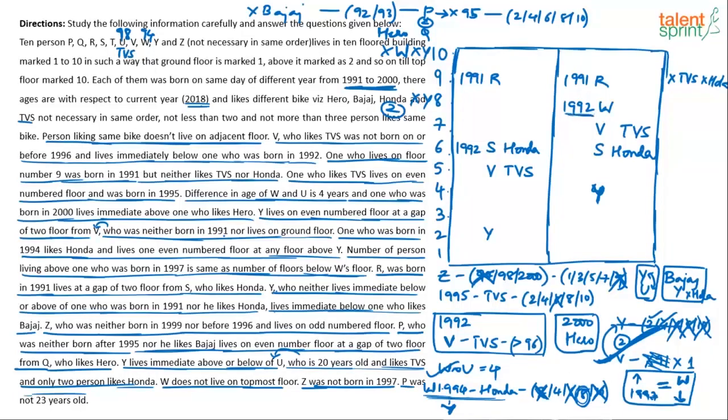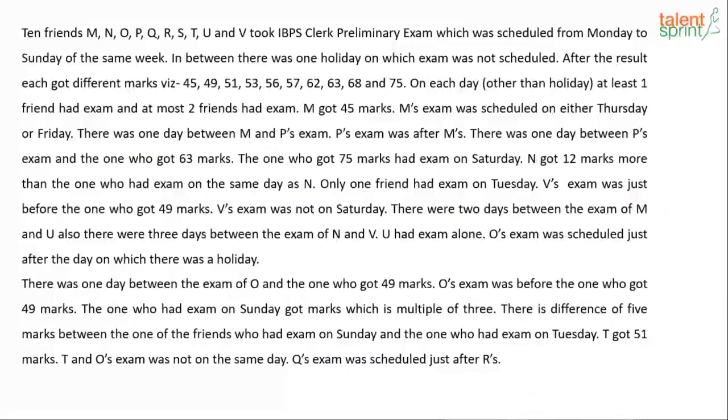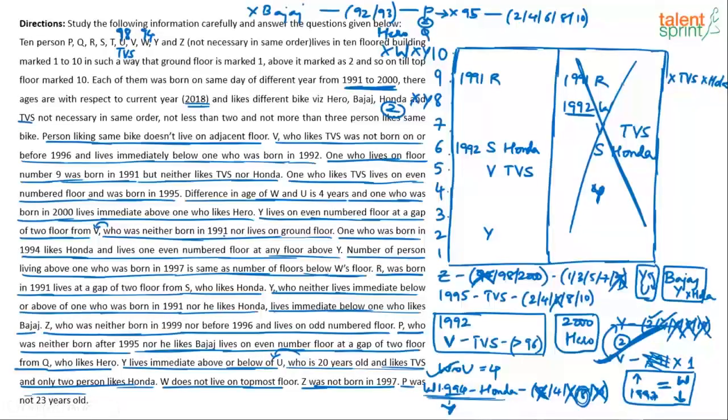But 8th floor is already 1992 and we know that W was born in 1994. So case number 2 is wrong. We already got case number 2 eliminated. Are you able to follow? Case number 2 is ruled out because W comes on 8th floor according to case 2, which is already blocked by the 92 born person, and we know that W was born in 94.